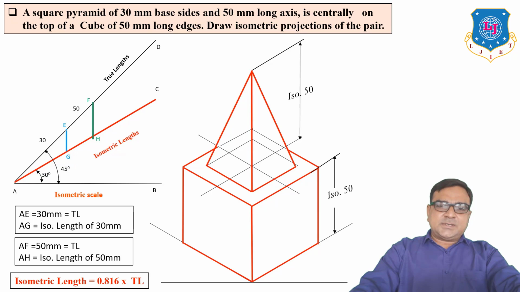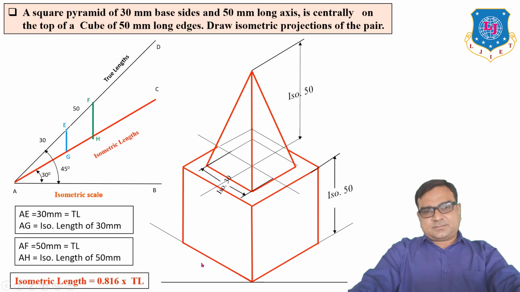Insert dimensions: isometric 50 mm. This is isometric 30 mm. But in a regular drawing, you would just insert the dimensions 50 mm, 30 mm. Here we are using isometric projections, so for clarification I have inserted them like ISO 30, ISO 50.